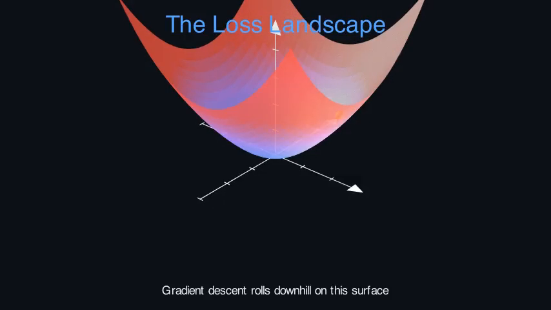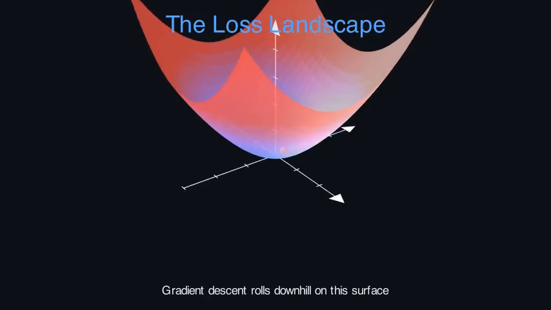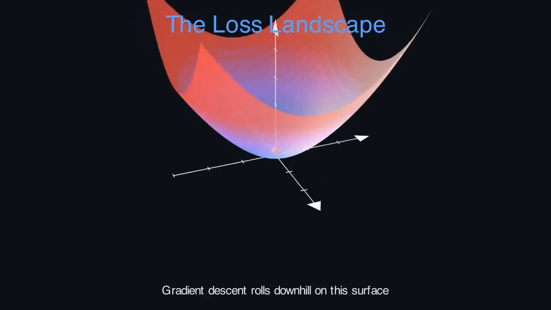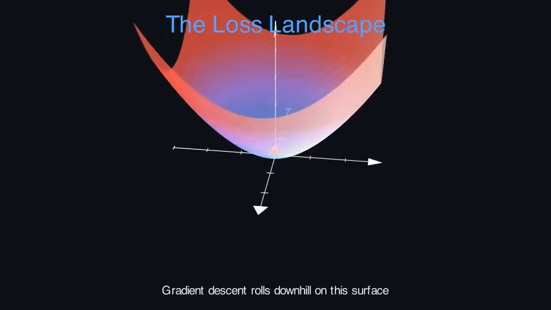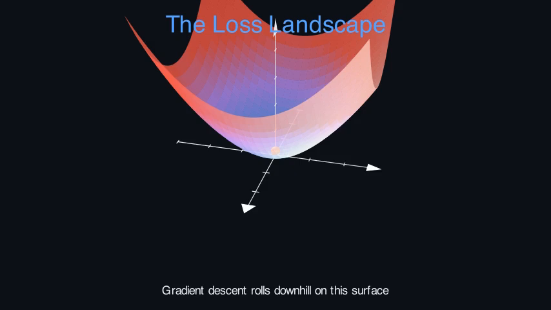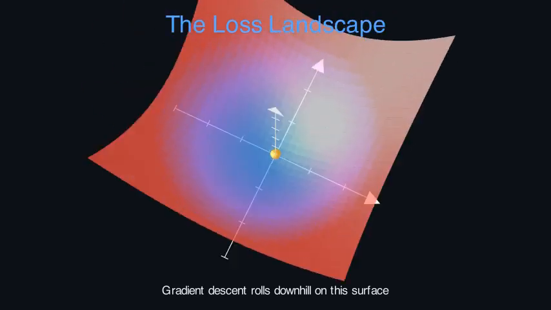To visualize what gradient descent is actually doing, think of the loss as a landscape in many dimensions. Here is a simplified two-dimensional version. The height is the loss. The floor is the space of all possible weight values. Training is the process of rolling a ball downhill on the surface. Each step of backpropagation tells the ball which direction is steepest, and the learning rate decides how big a step to take. Notice how the ball naturally settles into the minimum at the center.